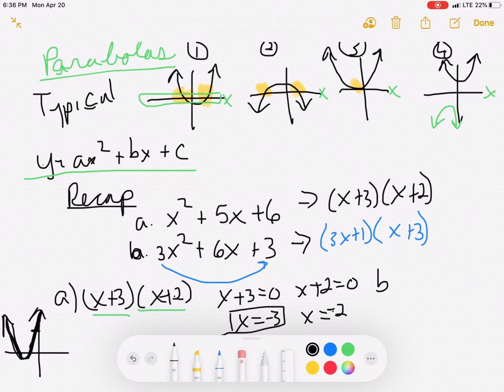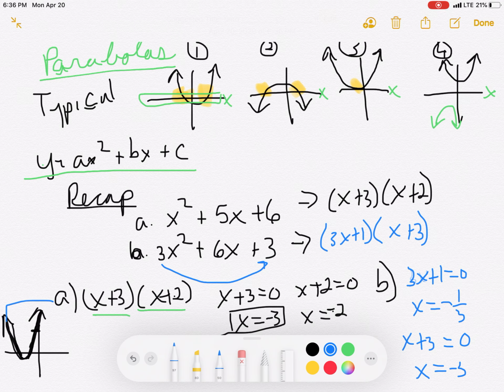Where B would be a little bit different. So B, we'd have 3x plus 1 equals 0, and x plus 3 equals 0. And so we would get x equals negative 1/3, and x again equals negative 3. And so this would be very similar to this graph, but it would be at negative 1/3 and negative 3.